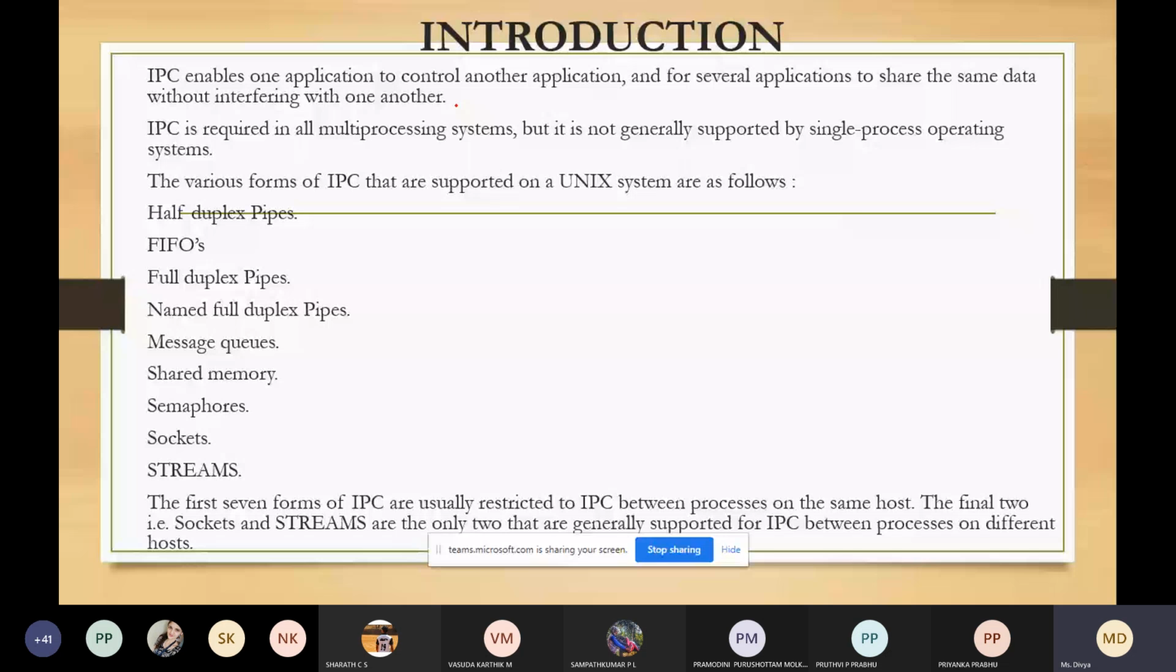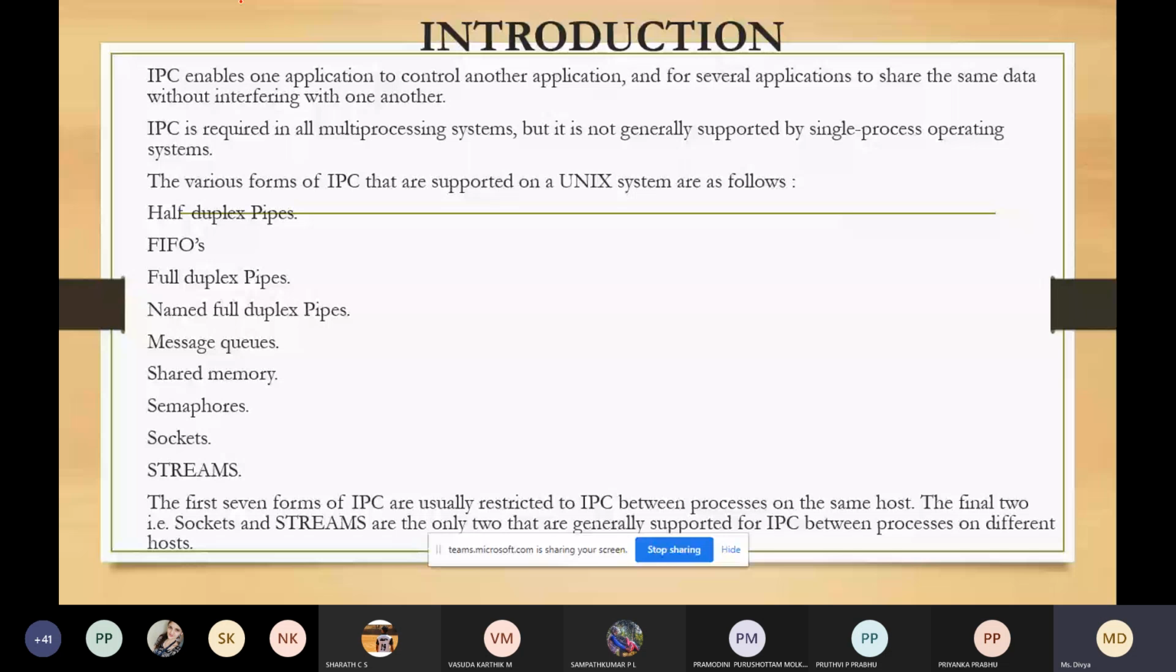IPC is very important when we are dealing with a multi-processing system. You might have heard about different types of processing systems: single process systems, distributed systems, multi-process systems. IPC is very important for dealing with multi-process systems. A multi-process system means a system with multiple processes performing the task. But it is not generally supported for a single process operating system. So IPC is used only for multi-processing systems.